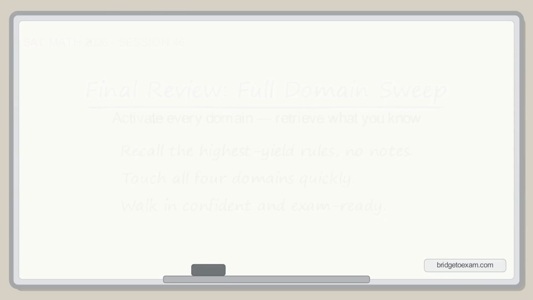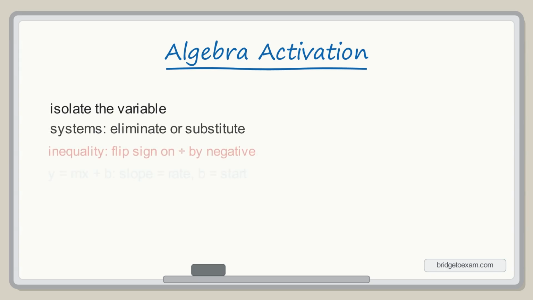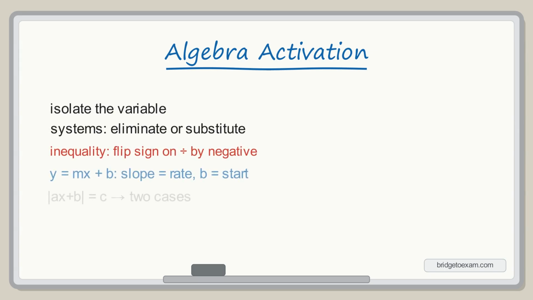confident. Algebra first. Isolate the variable with inverse operations. For systems, eliminate or substitute. Flip an inequality sign only when you divide by a negative. And in y = mx + b, the slope is the rate, and b is the starting value.